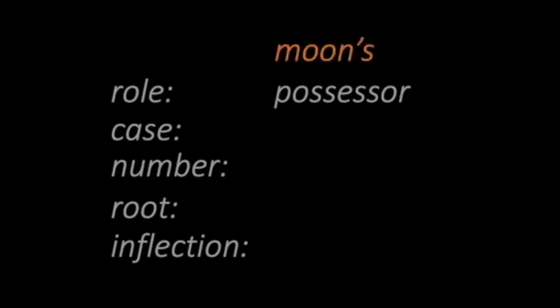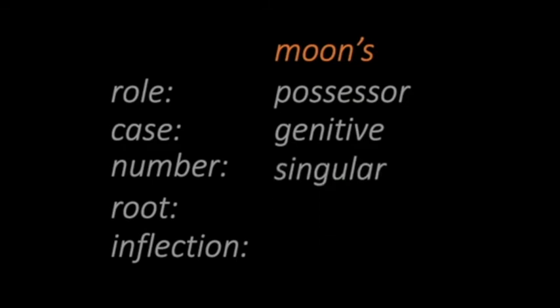Okay, here's the last one, of the moon. The role here is possessor again, so the case is genitive, but this time it's singular. The Latin root for moon is luna, and the genitive singular ending is ae, so the correct rendering in Latin is lunae.